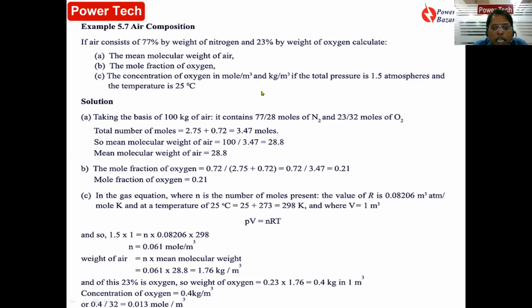So these are basically simple formulas, but we have to remember the gas equation, the gas constant, the molecular weight of oxygen, and these simple conversions. That means here the basis is in kg and the concentration of oxygen is 0.4 kg per meter cube. This is one, and when you find the mole per meter cube, you have to divide it by the molecular weight. With these simple assumptions or theories, we can solve these problems.